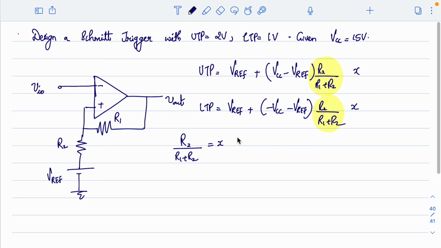After getting this x value, say for example if I'm getting this ratio as 1 by 30, then depending on this, I'll choose a value for R1 and a value for R2. That will definitely give you the required threshold points, because we have designed with this upper threshold and lower threshold points, right? This is another way.